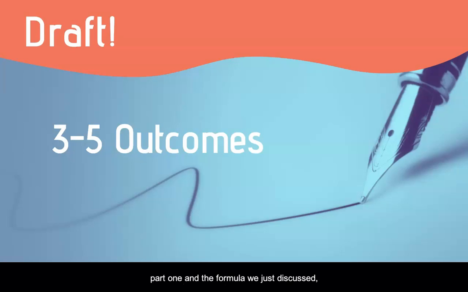Now, using our brainstorming from part 1 and the formula we just discussed, take a few moments to draft 3 to 5 learning outcomes. Remember, we're focusing right now on capturing the course's big ideas and just starting to think about how we want to structure them. Don't worry about editing at this point. We'll talk more about that in the next part of the presentation.